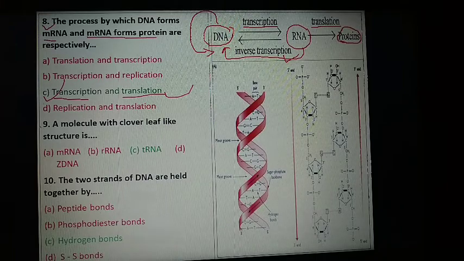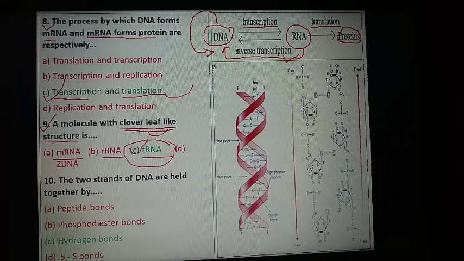Coming to the next question, question number 9. Here it is asking for a molecule with a clover leaf like structure. Which molecule has a clover leaf like structure? It is tRNA, transfer RNA. We have to remember this. As we all know, mRNA, messenger RNA, rRNA, ribosomal RNA, and tRNA are all types of RNA involved in protein synthesis. Among these RNAs, the tRNA has a clover leaf-like structure.